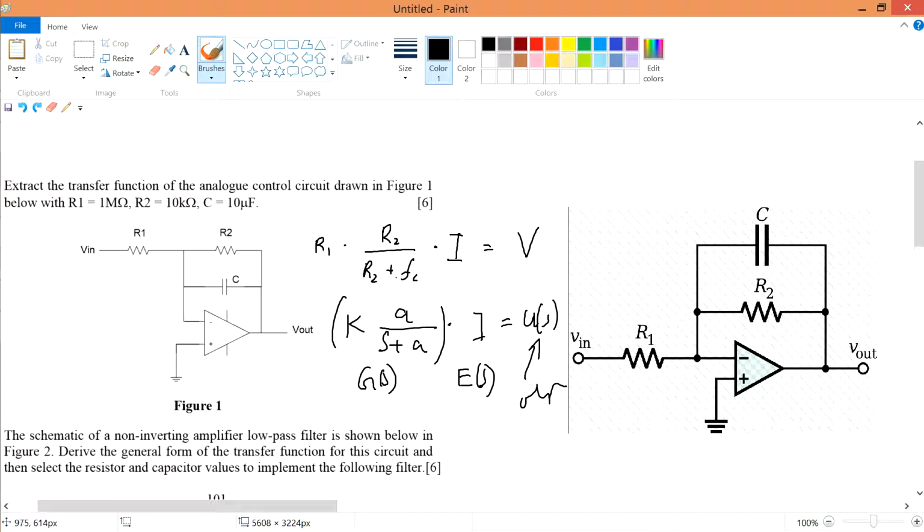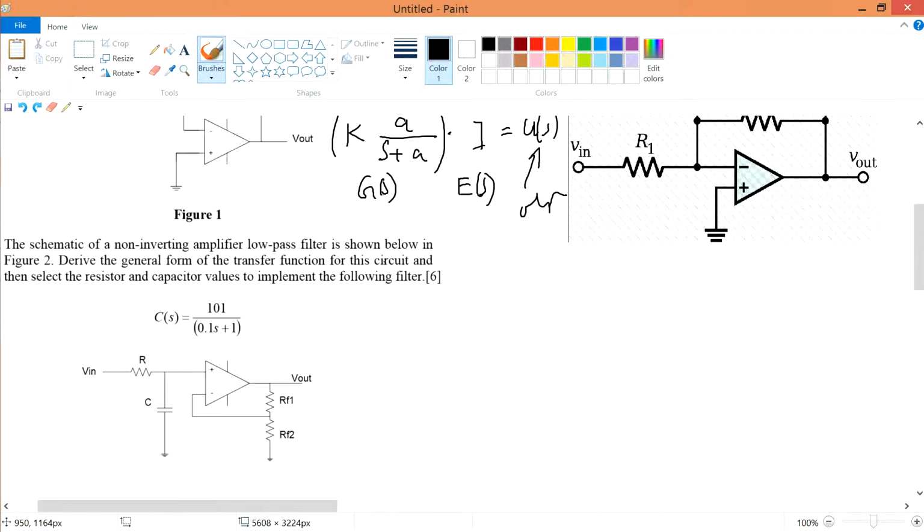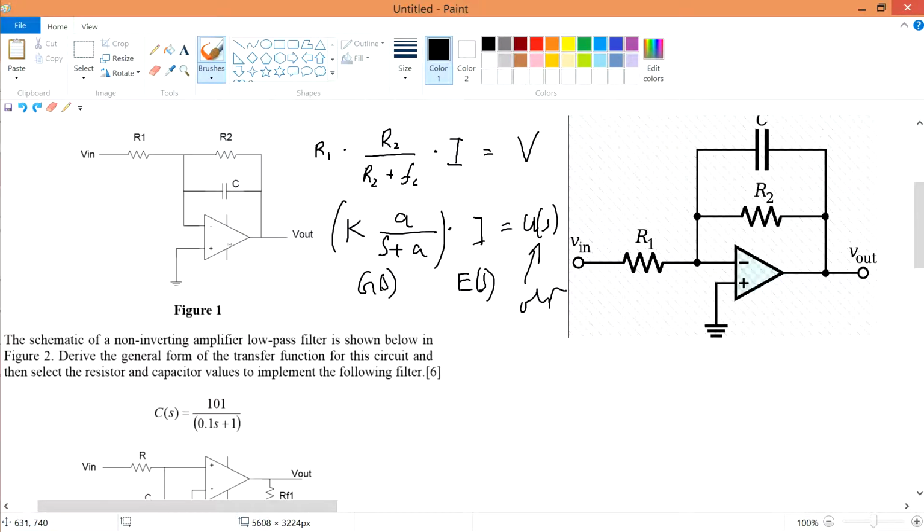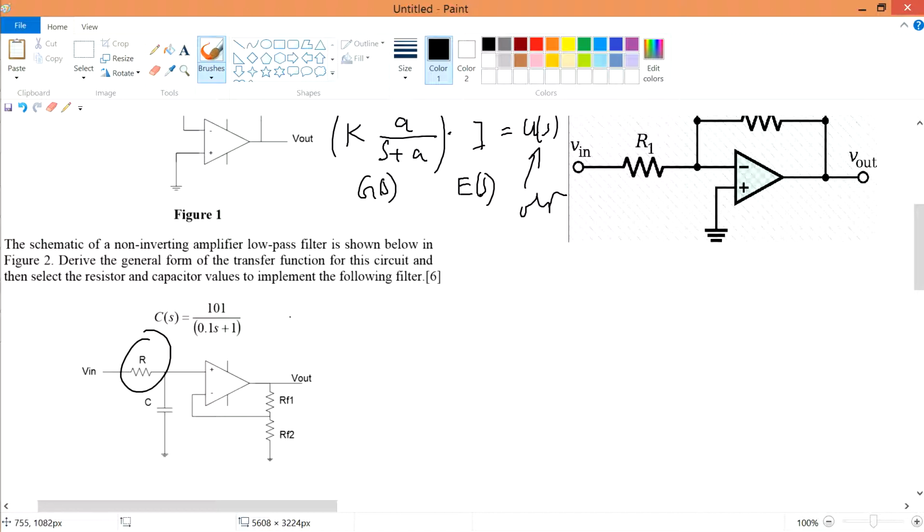Then in the next part, this thing over here gives you this thing, and then they ask you to find the resistors and the capacitor values. So you're working backwards. Currently what we're doing is finding the transfer function. In this case, they give you a transfer function and you are asked to find the resistor and capacitor values over here.